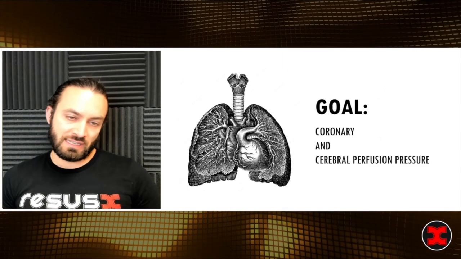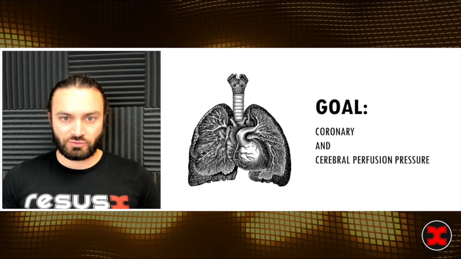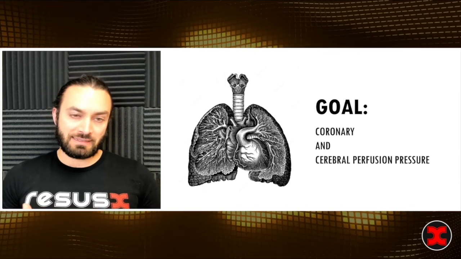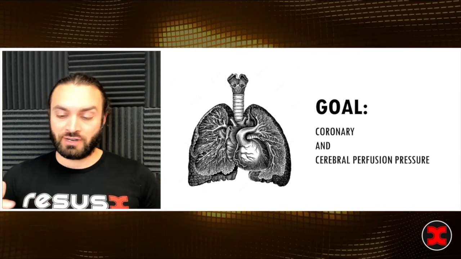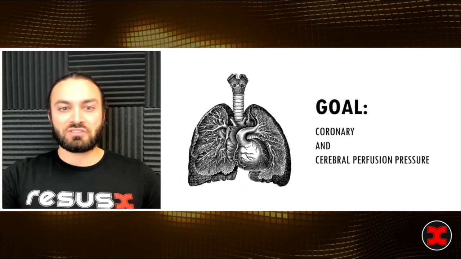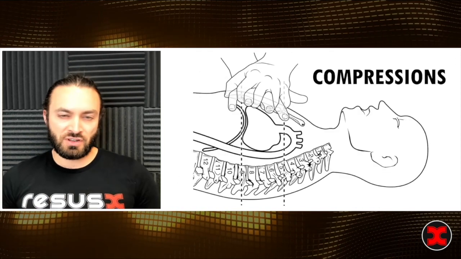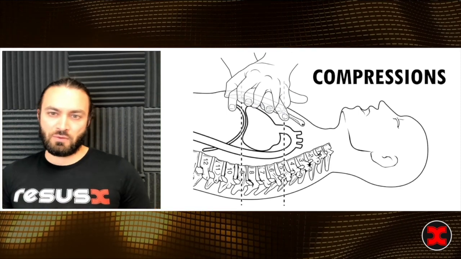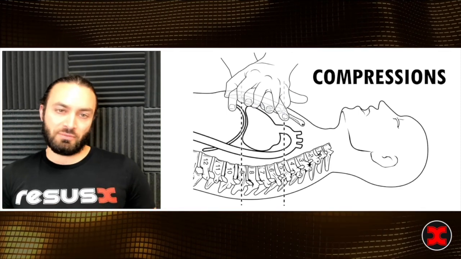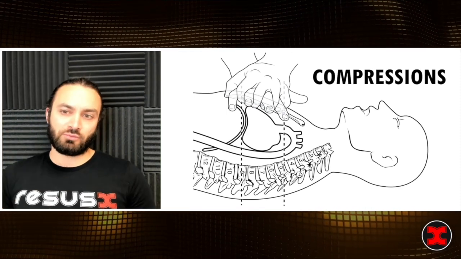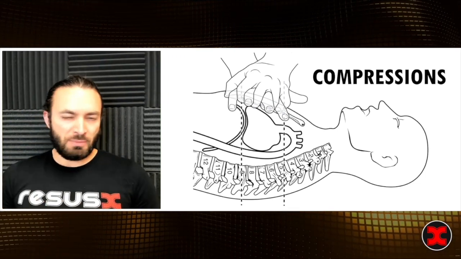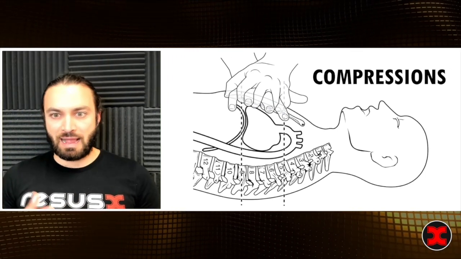Our goal during CPR resuscitation is coronary and cerebral perfusion pressure and maintaining oxygen delivery via those methods. Let's talk first about chest compressions. Now, it's pretty intuitive that the main concept of chest compressions is to directly compress the ventricle and expel blood. But there's actually a lot more dynamics at play.